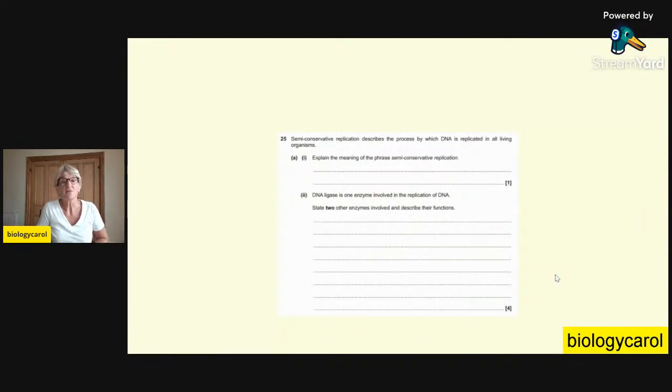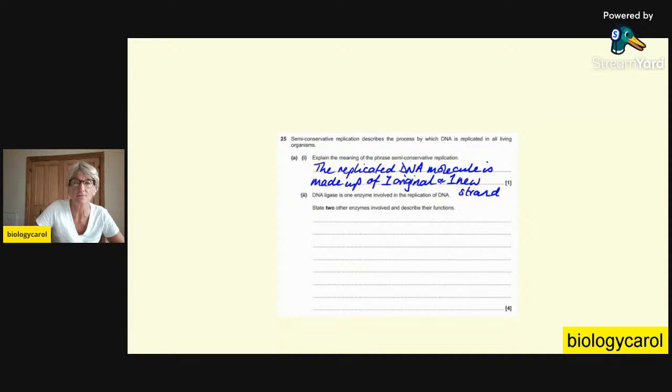Okay, semi-conservative replication describes the process by which DNA is replicated in all living organisms. Explain the meaning of the phrase semi-conservative replication. Well, that means that the DNA molecule that is made, the newly replicated DNA molecule, is made up of one old strand and one new strand. That is the definition for semi-conservative replication.